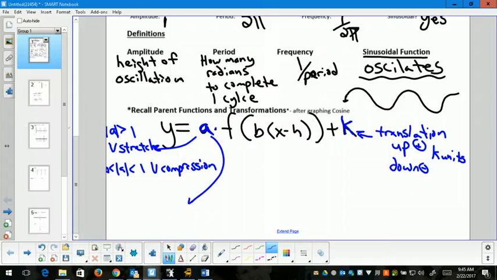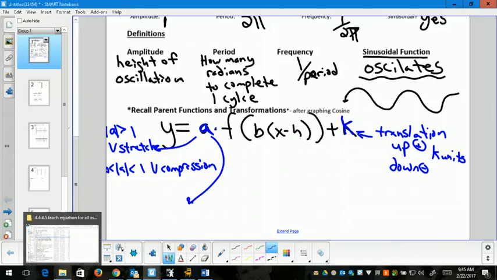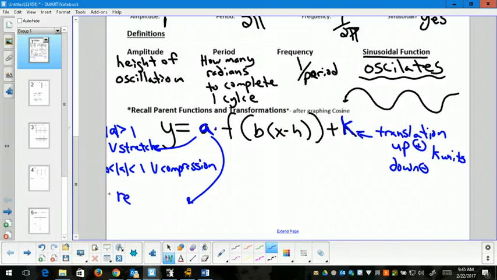There's one other thing that A does. If A is negative, what happens to the graph? It flips vertically. It flips over the x-axis. When A is negative, it is a reflection over the x-axis.